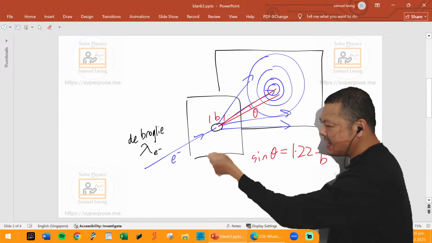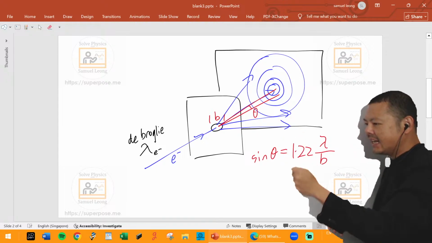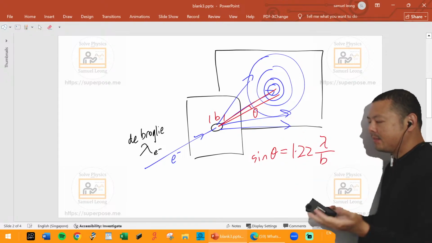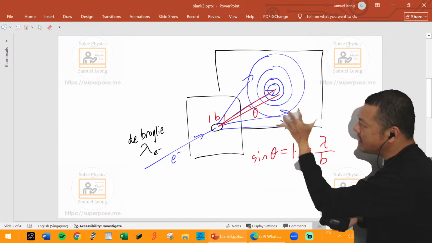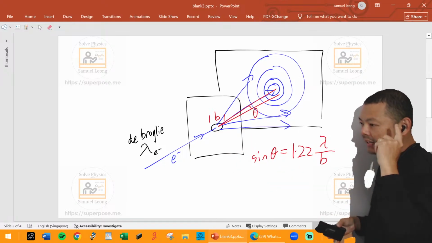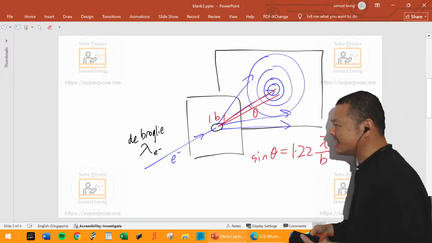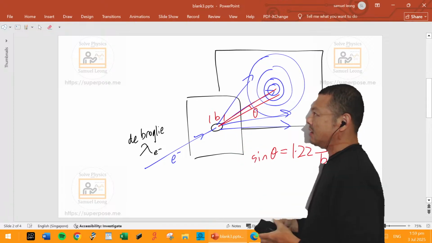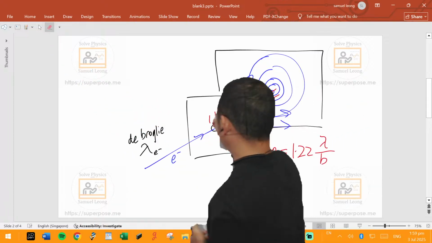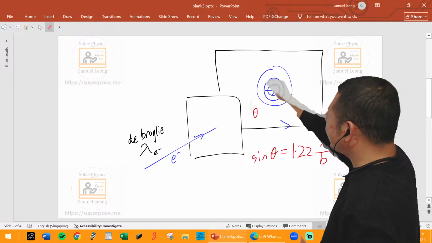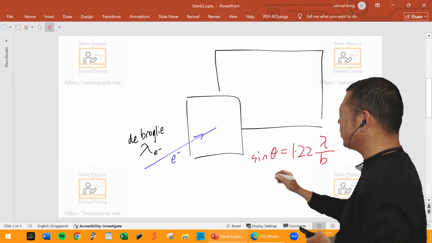Now, the question is this. Can they make this into something that is in your syllabus? Because I said that this is not in your syllabus. Can they make this thing into your syllabus? The answer is yes, absolutely yes. They can use a single slit. They can make it into a single slit. And when they make it into a single slit, suddenly you need to know this whole thing.